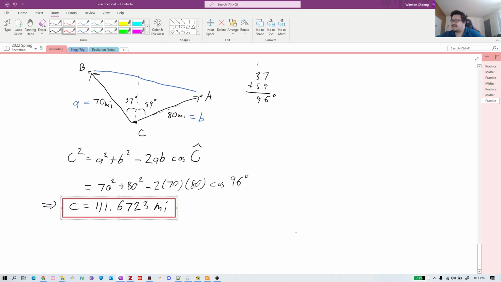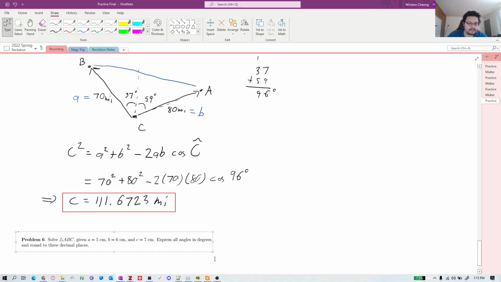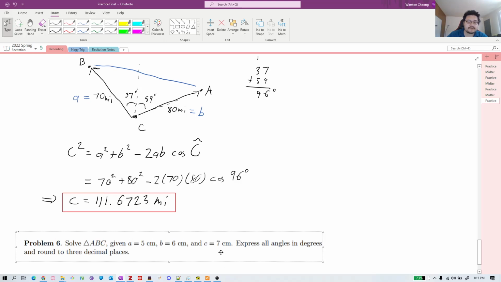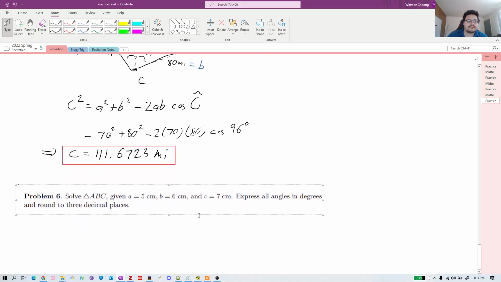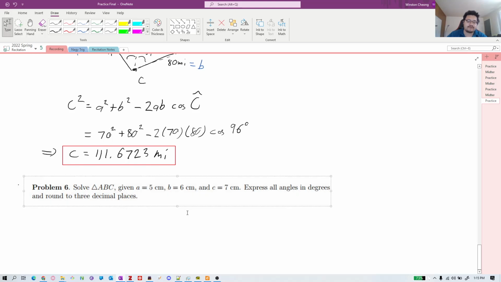That's fine. Okay. Number 6. Express all angles in degrees, round to 3 decimal places, solve this triangle completely. And we're given 3 sides.